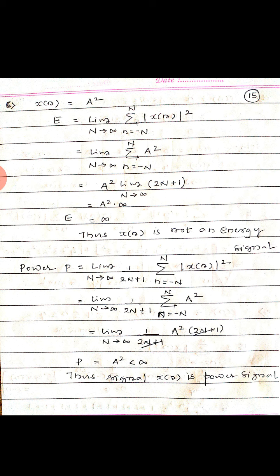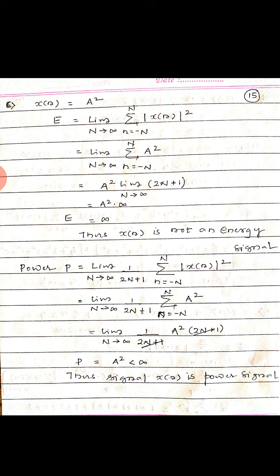Now when x of n is not an energy signal, we have to find its average power, and its average power is given by limit N tends to infinity. Again the limit is considered here because the duration is not known. Limit N tends to infinity 1 divided by 2N plus 1 summation minus N to plus N x of n square, so limit N tends to infinity 1 divided by 2N plus 1 summation n is equal to minus N to plus N A square.